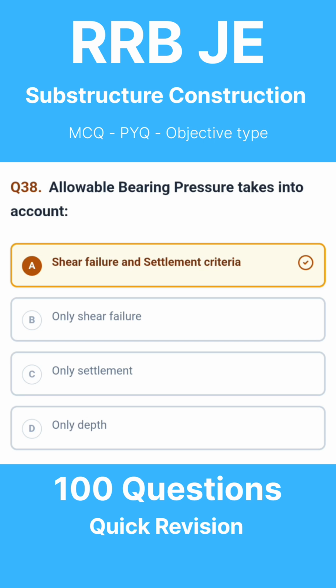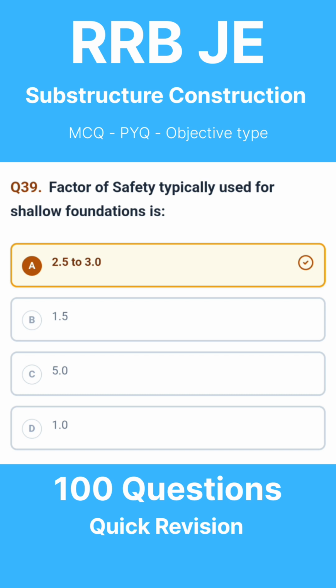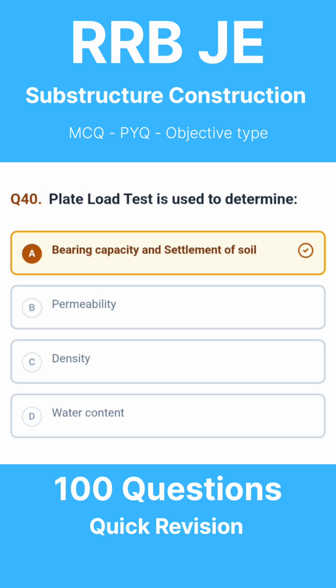Question 38. Allowable bearing pressure takes into account. The correct answer is shear failure and settlement criteria. Question 39. Factor of safety typically used for shallow foundations is. The correct answer is 2.5 to 3.0. Question 40. Plate load test is used to determine. The correct answer is bearing capacity and settlement of soil.